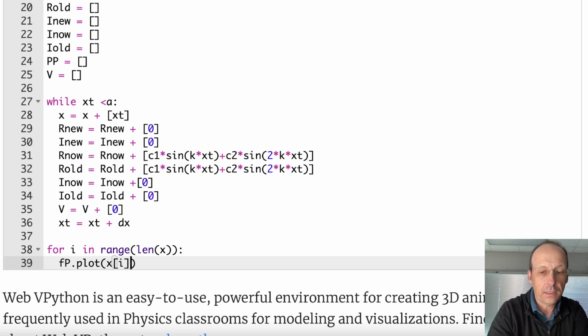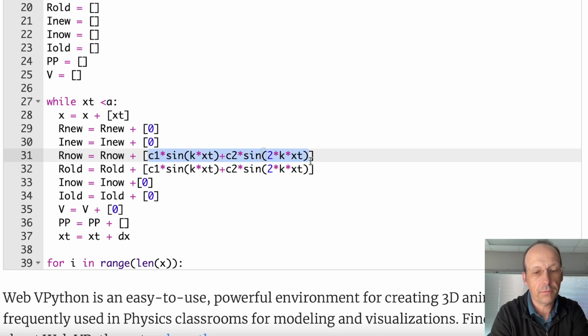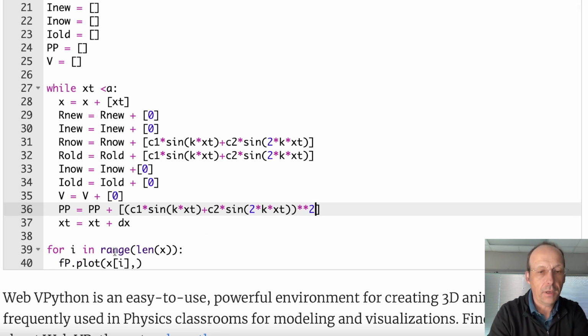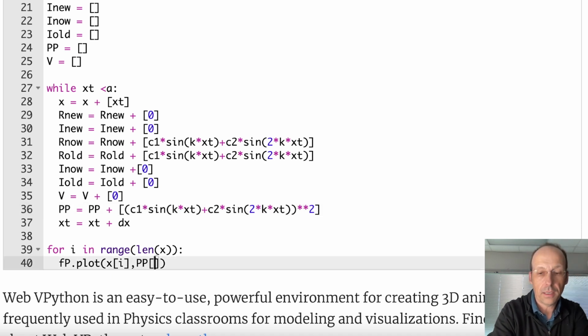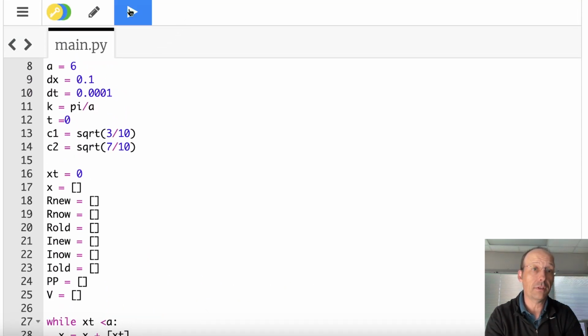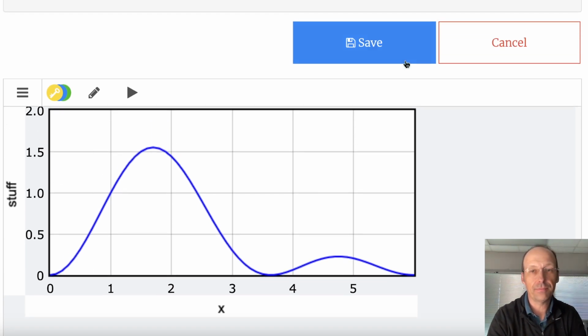xi. Oh, I didn't add in pp. Let's do pp equals pp plus this stuff squared. So put a parenthesis around that, squared. Let's see if that works. And then do pp i. Let's see if it works. That's a lot of stuff right there, and if it doesn't work, then it's not bad. But it worked. Okay, so that means that we should save it.